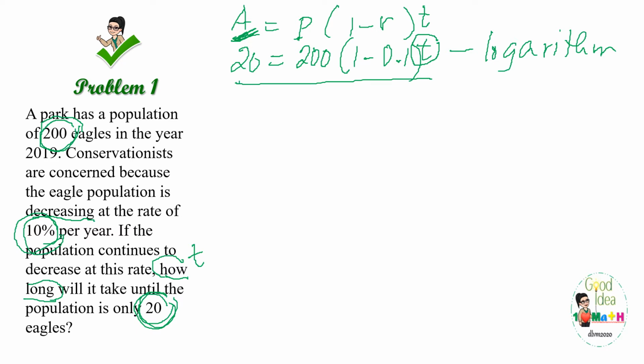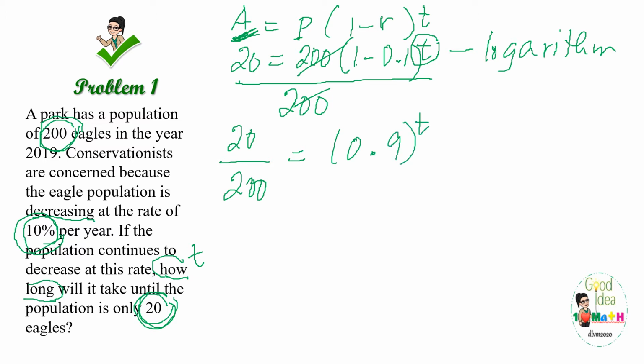Continuing this, let's divide both sides by 200. So we can cancel 200 here, and then 20 divided by 200 equals 1 minus 0.1, which is 0.9. So 0.9 and then raised to time, copy t. Now 20 over 200 is 2 over 20, reduce to lowest terms, it's 1/10. Then let's make it decimal. It's 0.1 equals 0.9 raised to t.